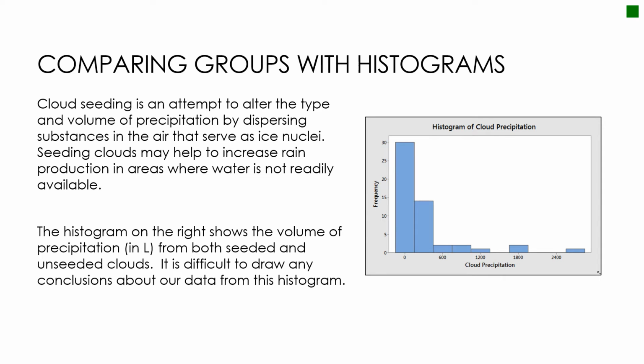So the histogram on the right shows the volume of precipitation in liters from both seeded and unseeded clouds. The problem with this histogram is that I have absolutely no idea: is this a seeded cloud, or is this a seeded cloud, or is there a little bit of both in each one? So this histogram is fairly useless to me at this point.